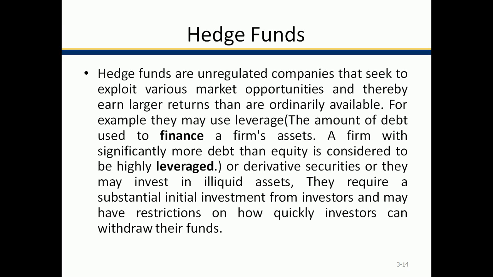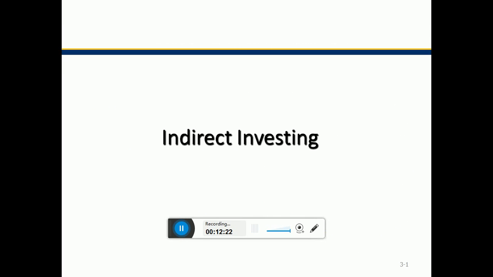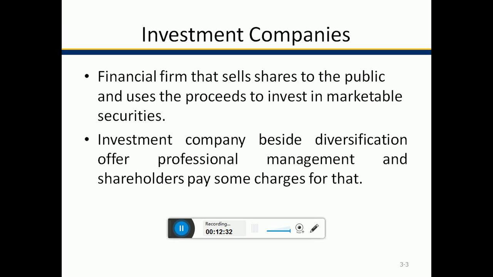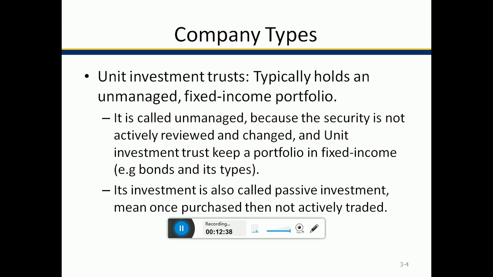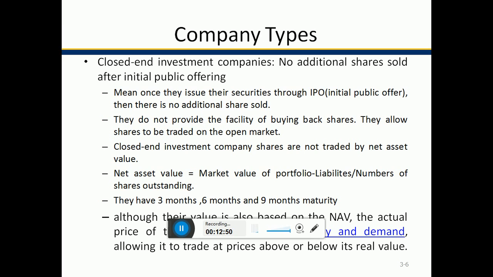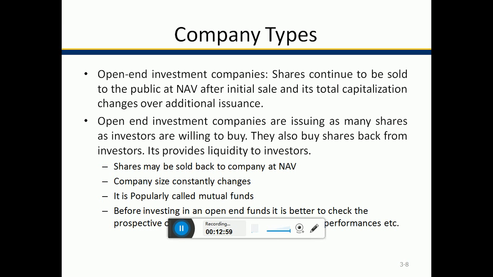Now I'm coming back and I am just reviewing this chapter. In this chapter, we discussed indirect investment, we discussed direct investments, then we discussed investment companies, that is, what is an investment company. Then after that, we discussed investment company types, we discussed unit investment trusts. Then we discussed exchange traded funds. Then after that, we discussed closed-end investment companies. After that, we discussed open-end investment companies.